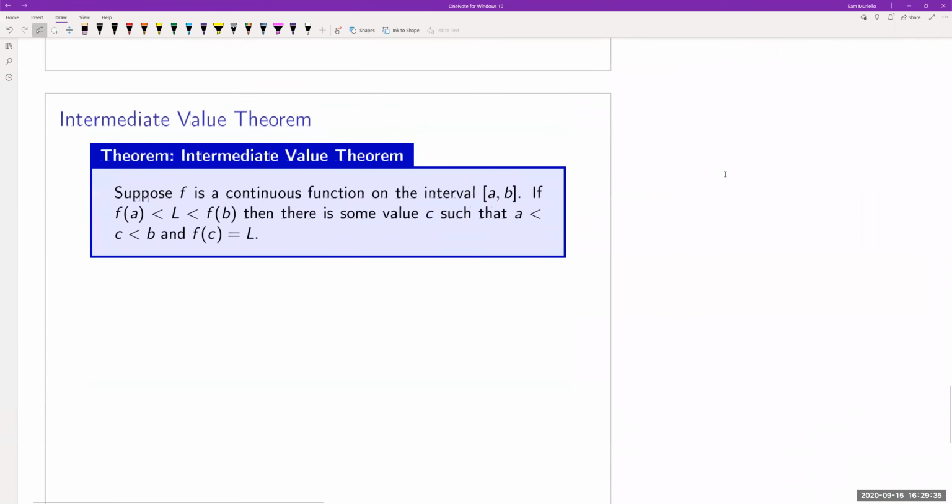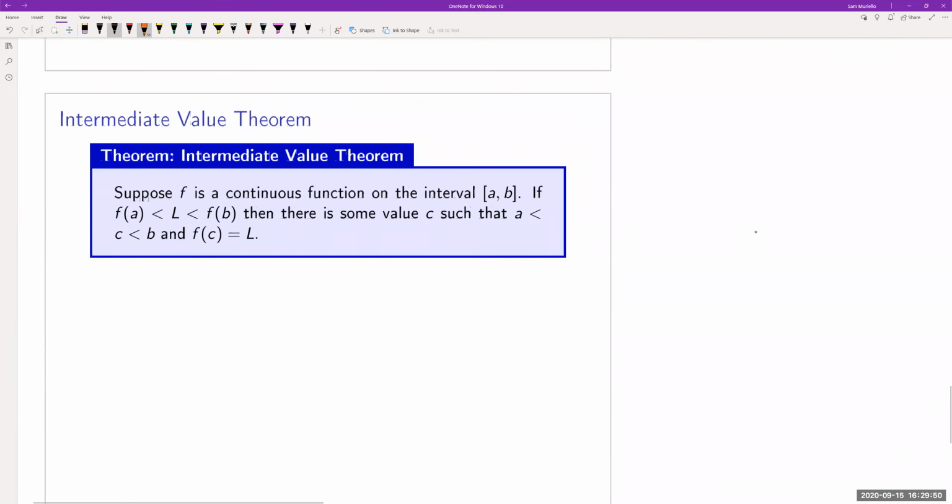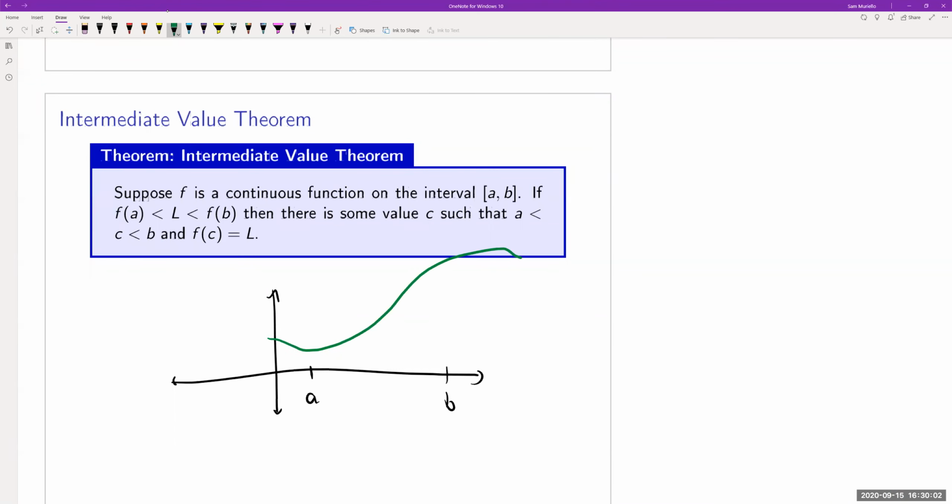One more thing we want to look at today is called the intermediate value theorem. The intermediate value theorem is something that we can use in order to determine where a function might have a solution. And here's the idea. Suppose f is a continuous function on the interval from a to b. If f of a is less than L is less than f of b. So let's take a look.